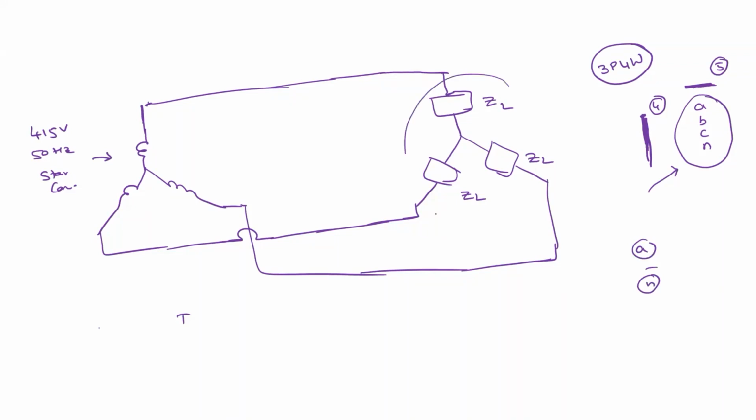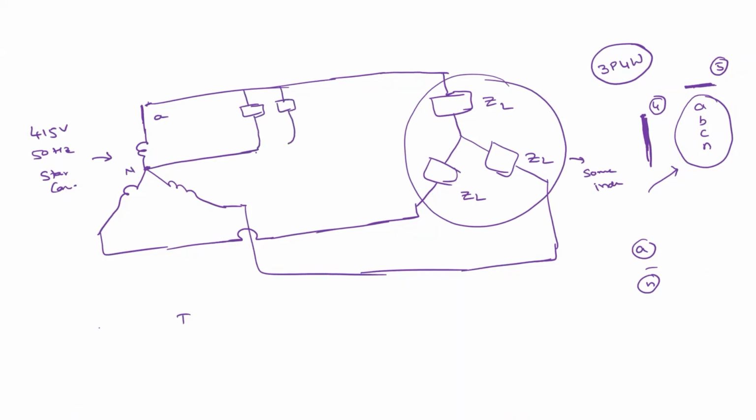For example, this is a 3-phase load for some industry. How will you connect the single phase loads? We are using this neutral. We have A phase here and the neutral here. With this, the single phase loads are connected. So this is one home, this is another home. Likewise, house 1, house 2, house 3, house 4.